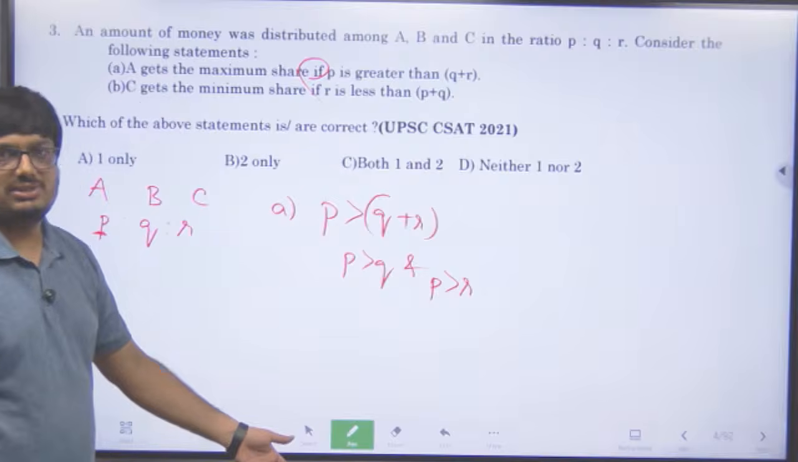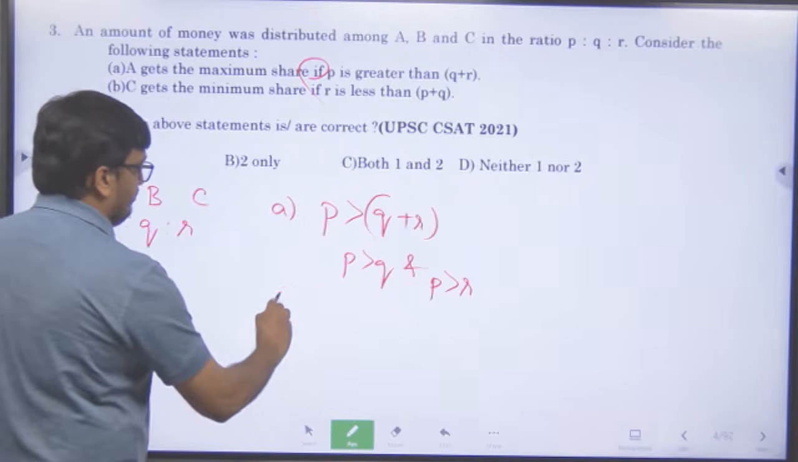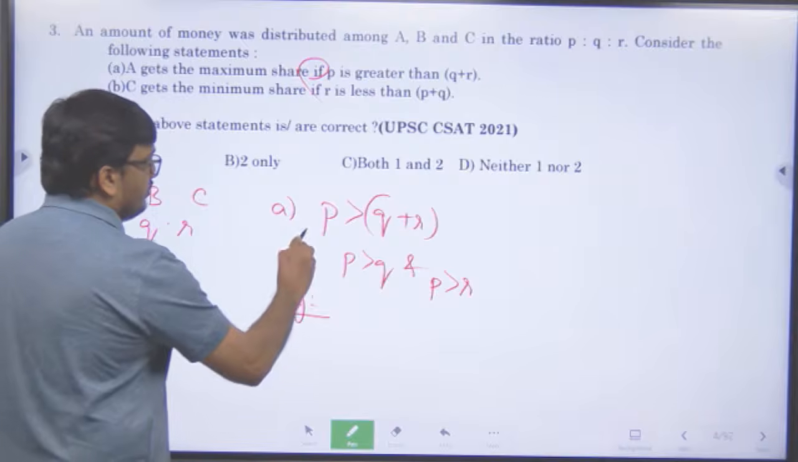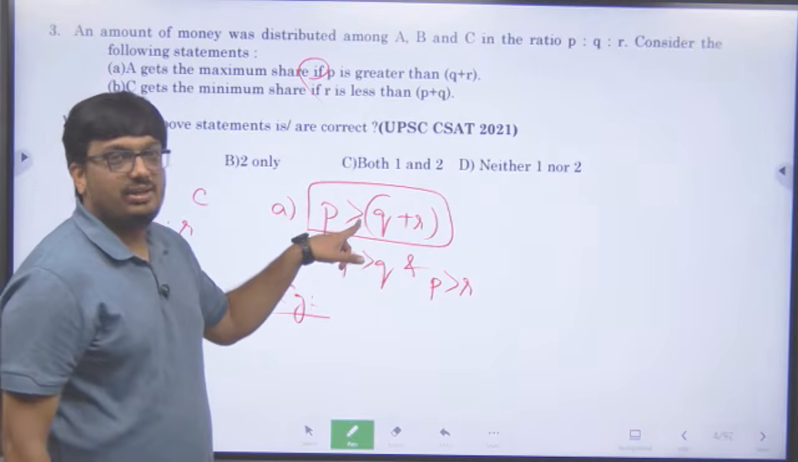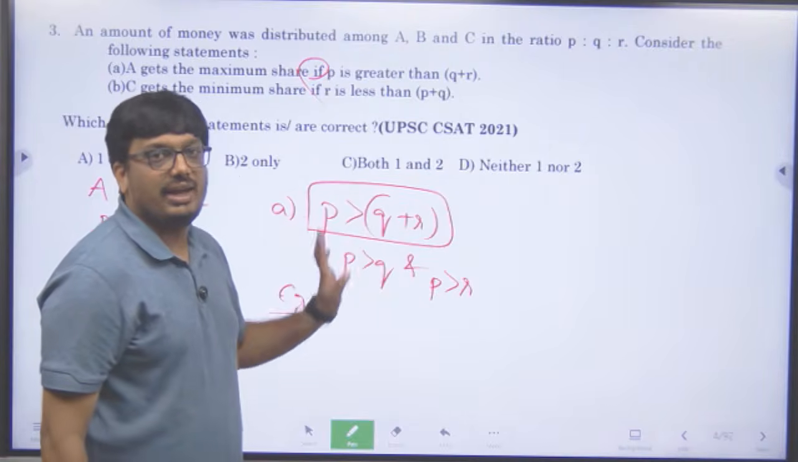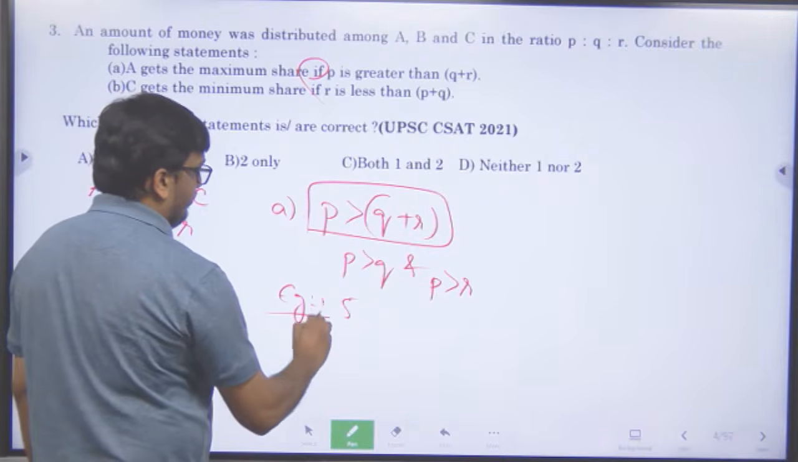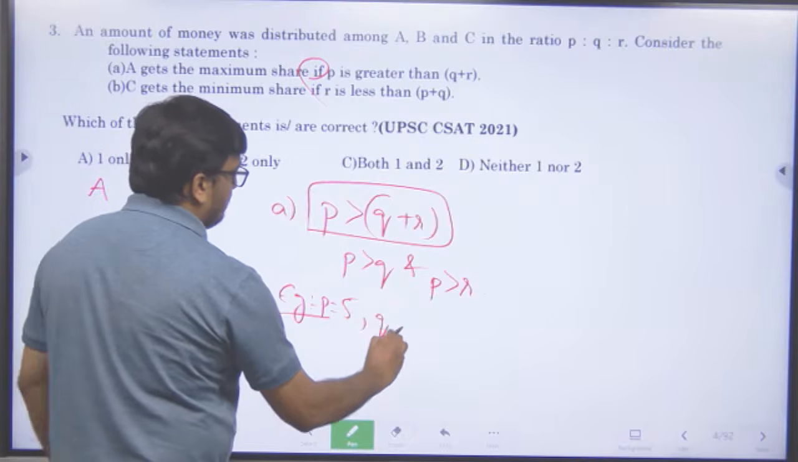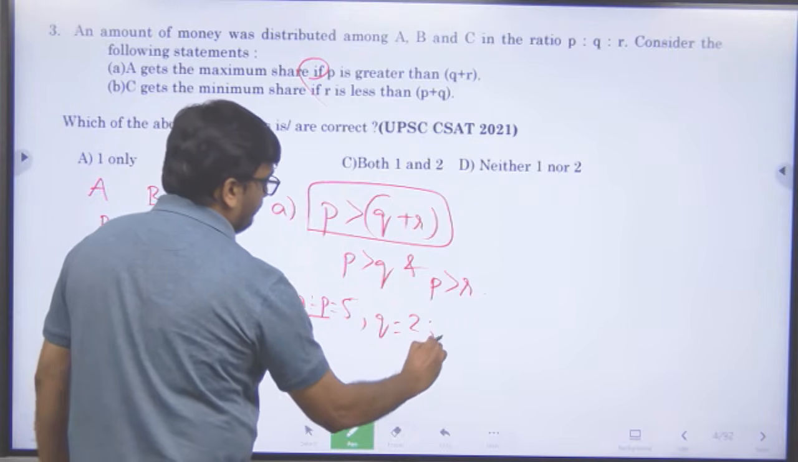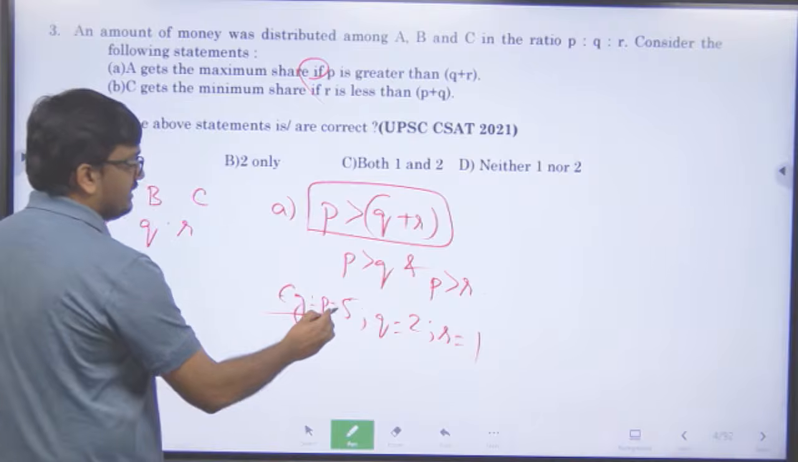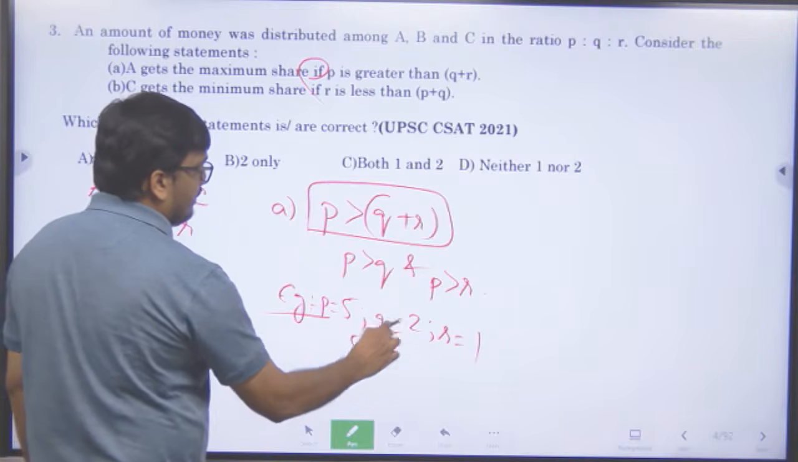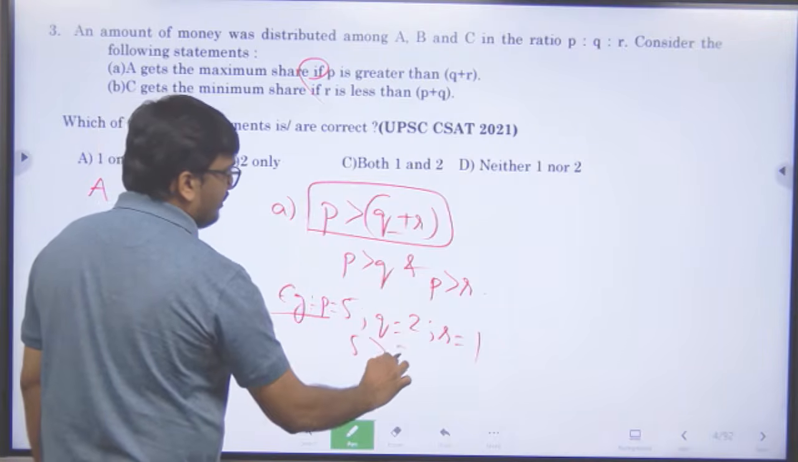Take any examples. We will see some examples. This condition should be satisfied. For this condition, take values. P is greater than means take P as 5, Q as 2, R as 1. Yes, P is 5 greater than Q plus R, that is 2 plus 1, 3.